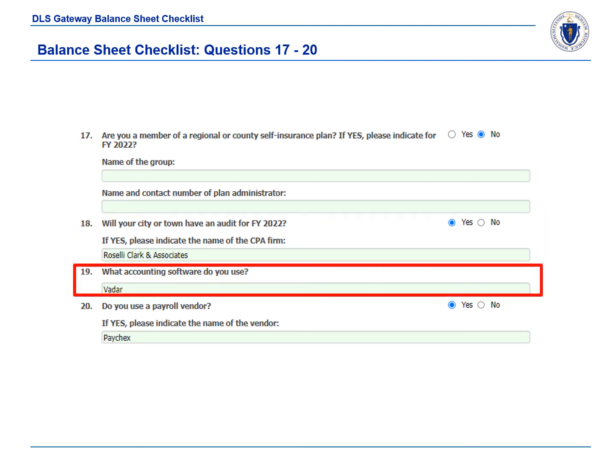Question 19 is asking you to input the name of the financial software that your community uses to account for its general ledger activities. Please list the type of financial software that your community uses.